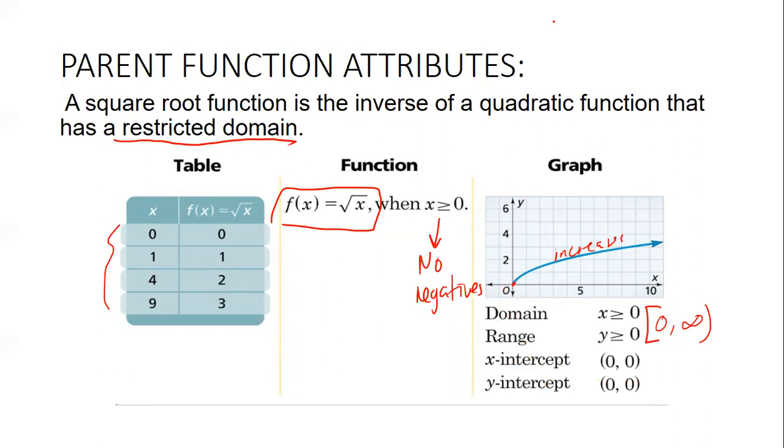Any questions so far about the parent function? We're good? Looks familiar? Okay, cool.